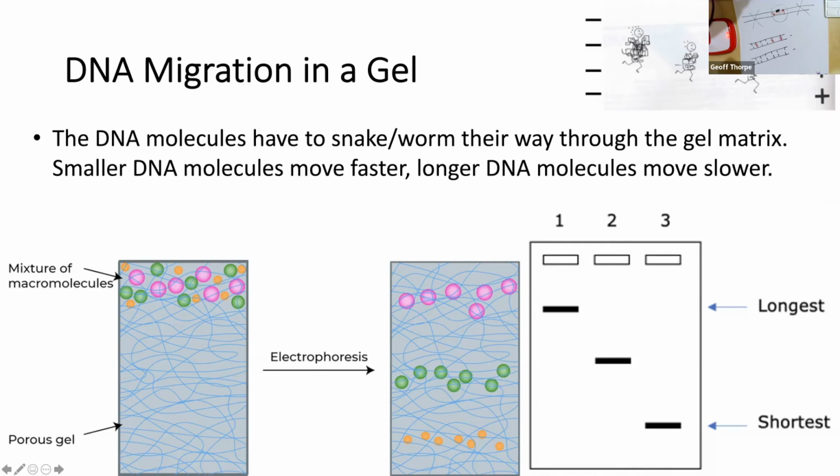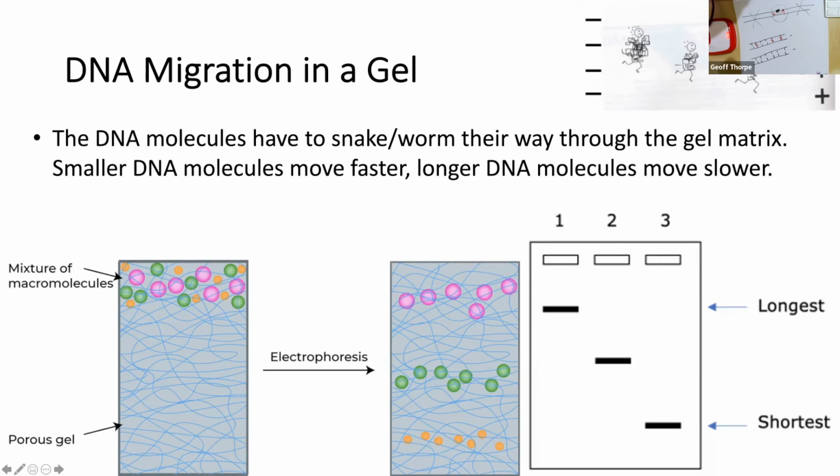So what this looks like on the gel is these bands that we get. This band here means that it's made up of DNA molecules that were all the same size. They've all traveled the same distance. That's why we have a band. Same with these two. We've got this band because the molecules in it were all the same size.